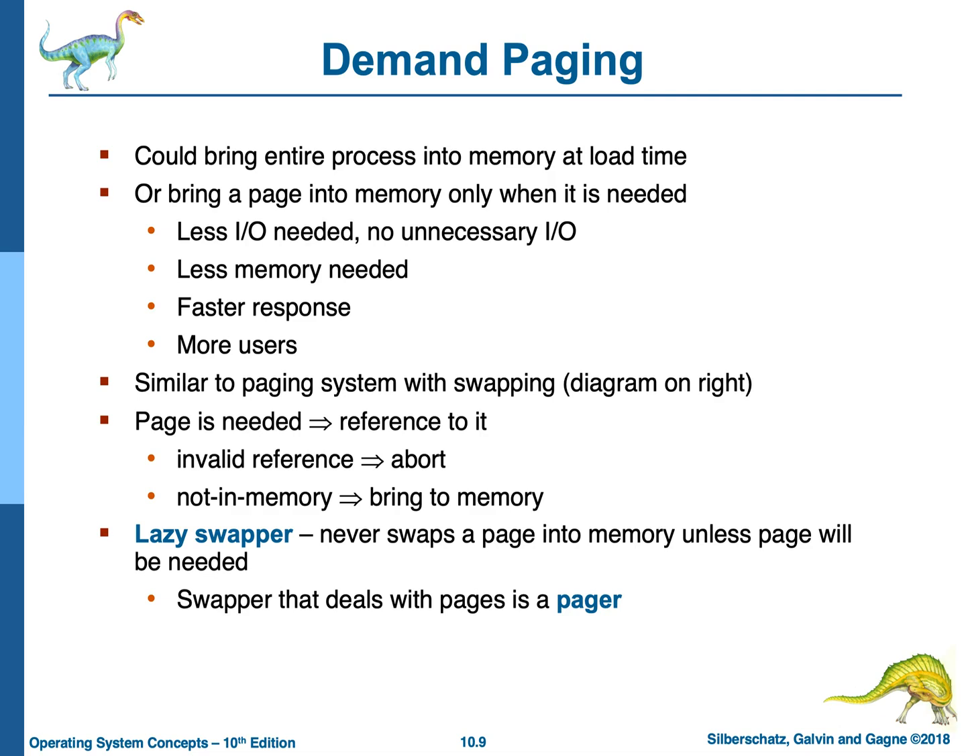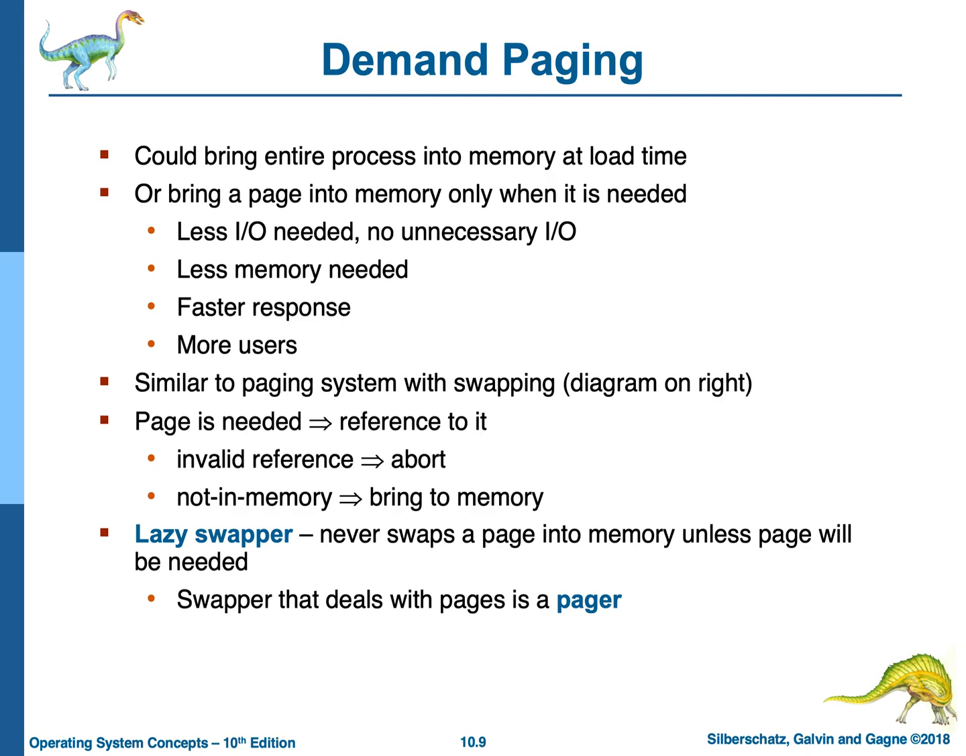We don't bring the extra pages, all the unusual error codes, or maybe very rarely used routines, into the memory. We only bring the required or needed pages into the memory, and if a page is not needed, we don't bring it. Now how is this managed? Similar to the paging system with swapping, the pages are swapped into the memory and swapped out of the memory.